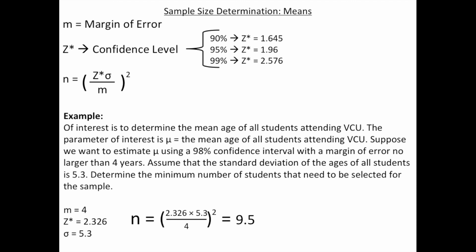And the last step, you should know already that we always round up. And so in this problem, we're going to state for our whole number that you need at least 10 students, or you need 10 or more students for this sample.